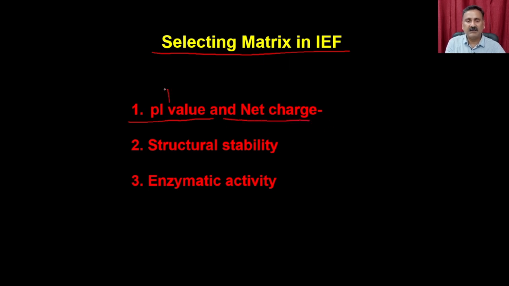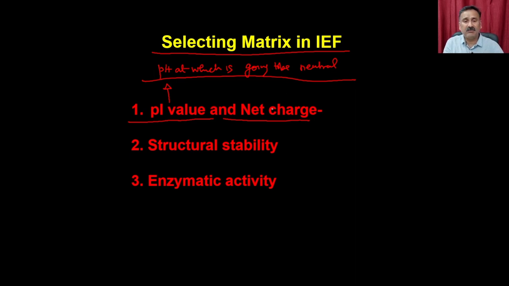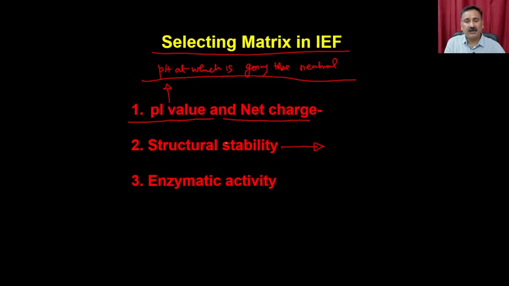You know that the pI value is the pH at which the protein is going to be neutral. Keeping this pH in mind, you are going to calculate the charge. You can vary the pH of the buffer, and that's how the net charge on the protein is also going to vary. When you do the pH variation, it is not only imparting charge onto the protein molecule, but it is also going to disrupt many of the crucial interactions. So in those cases, you also have to see whether there will be structural stability at that particular pH or not.